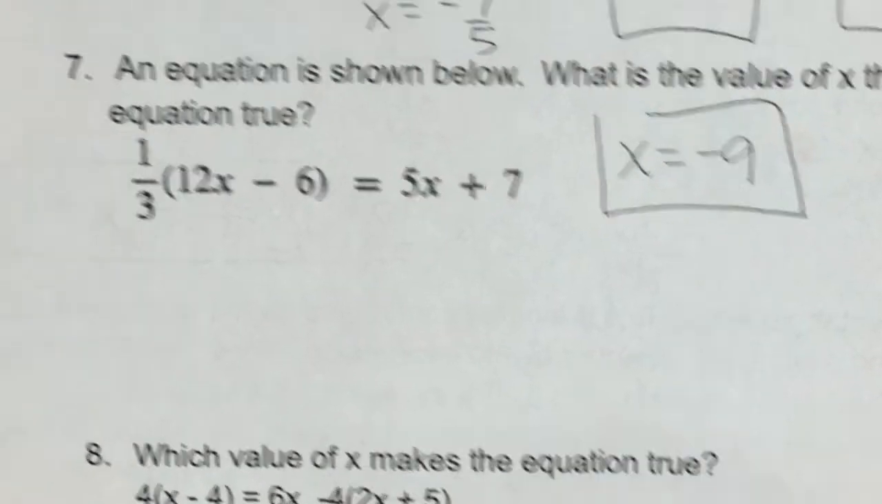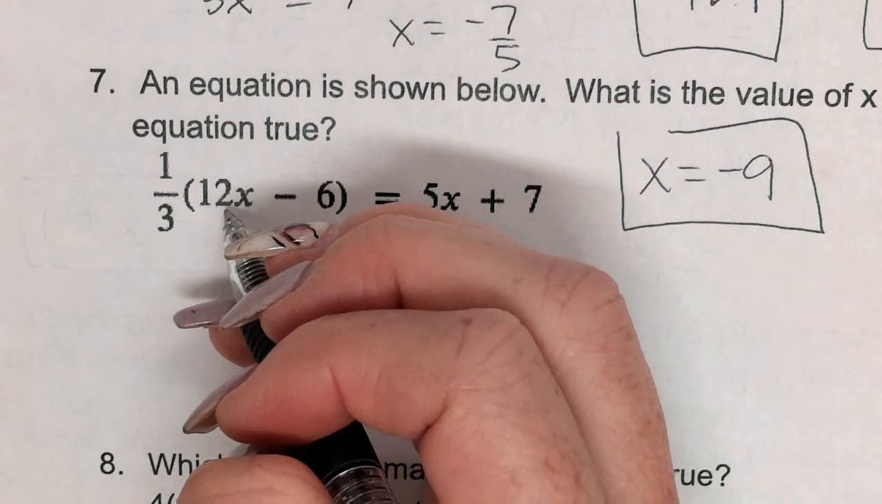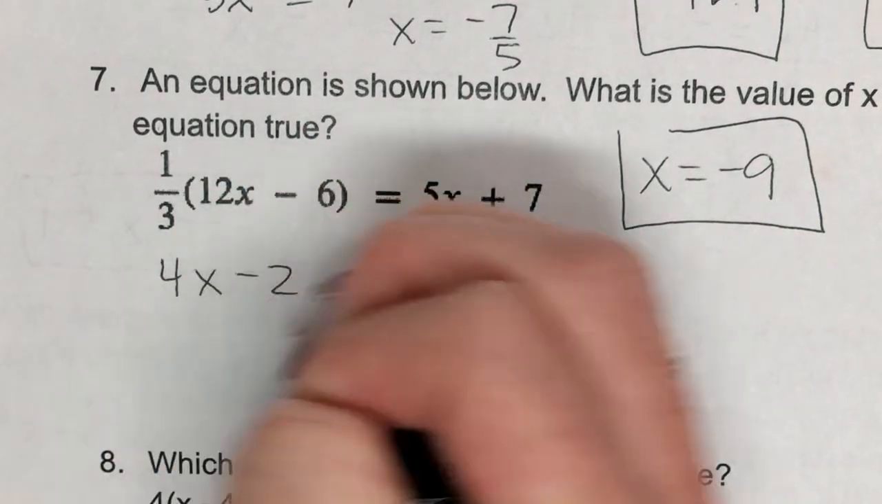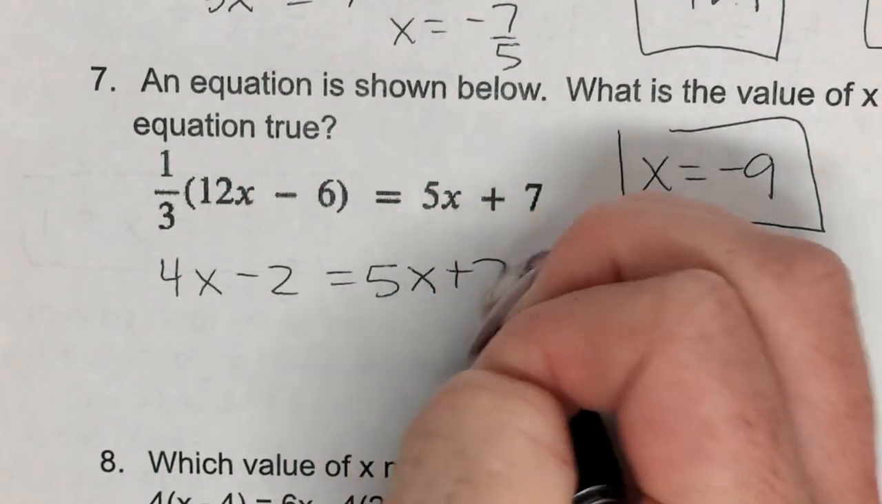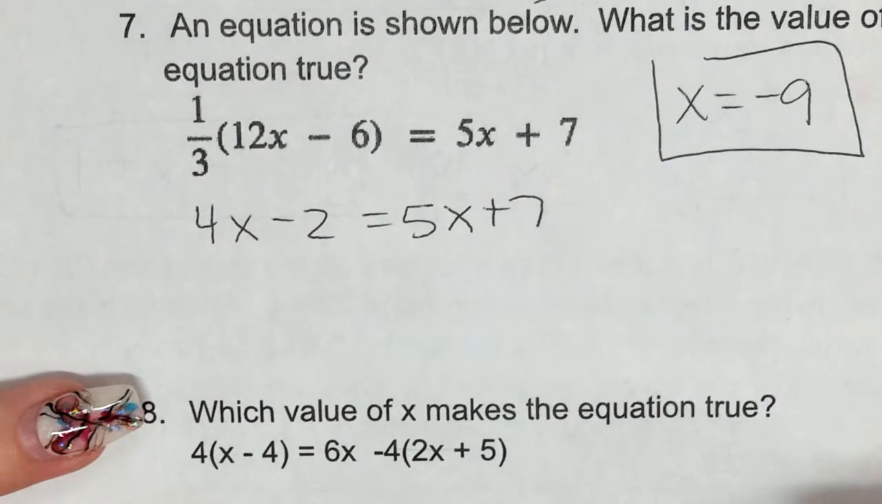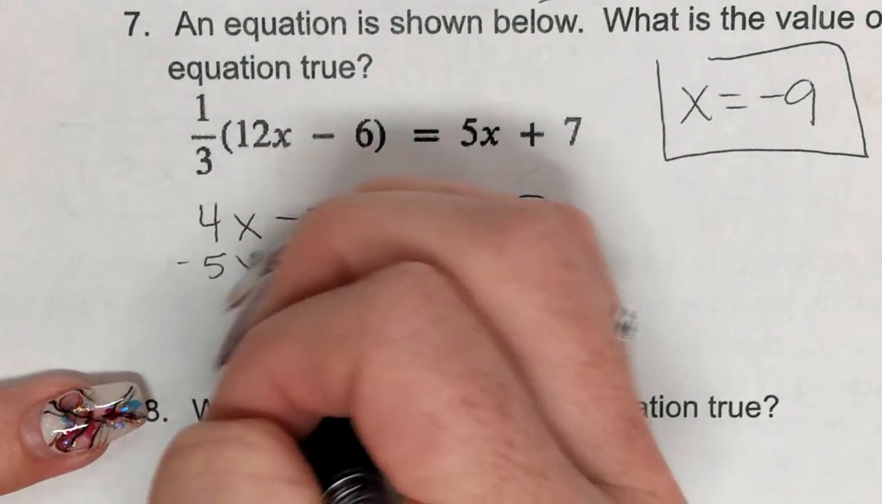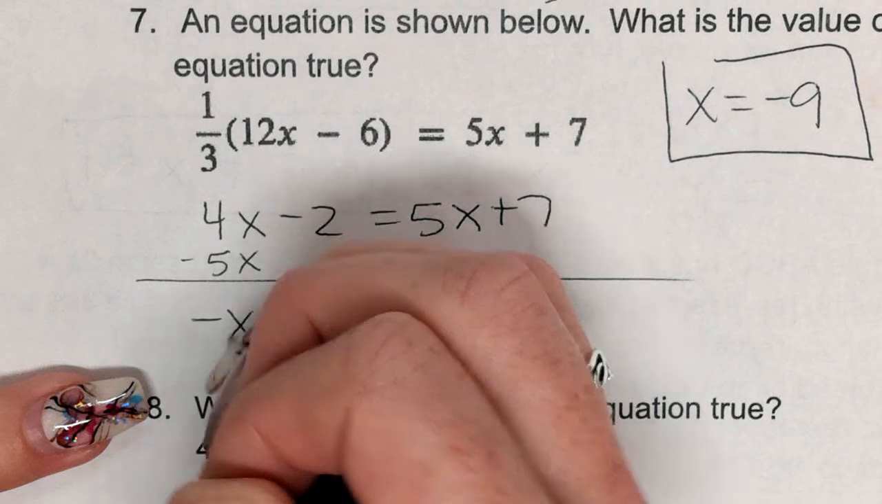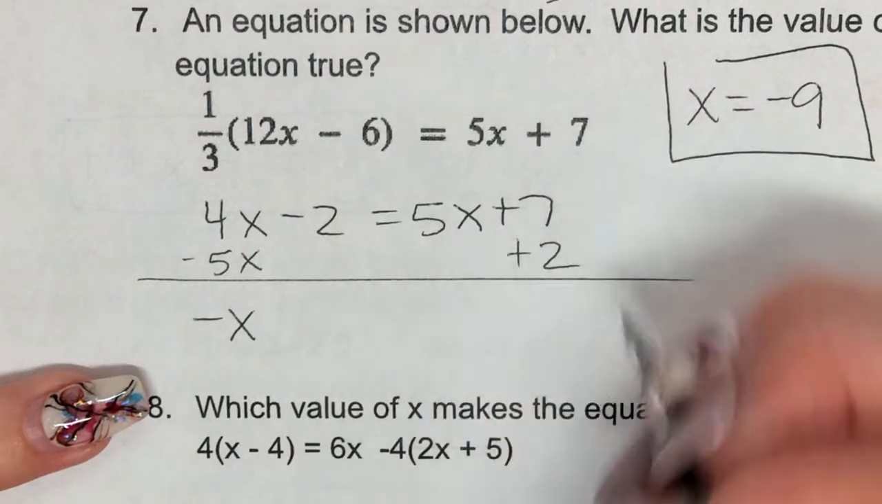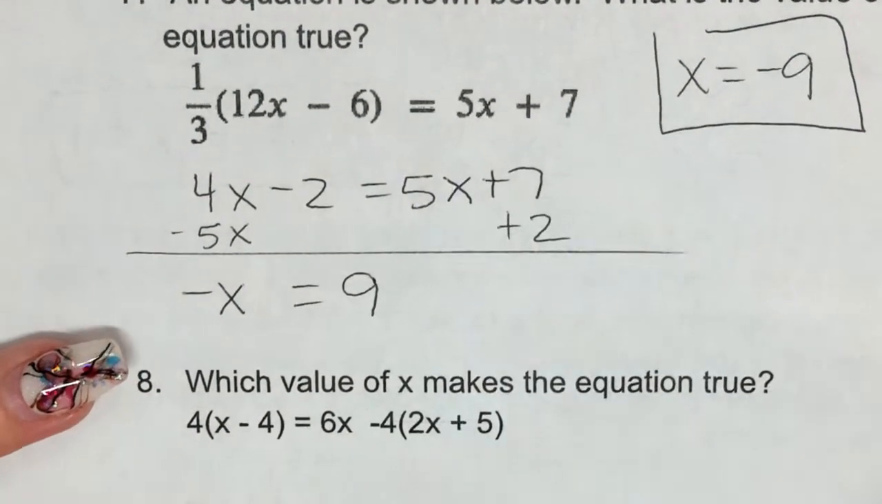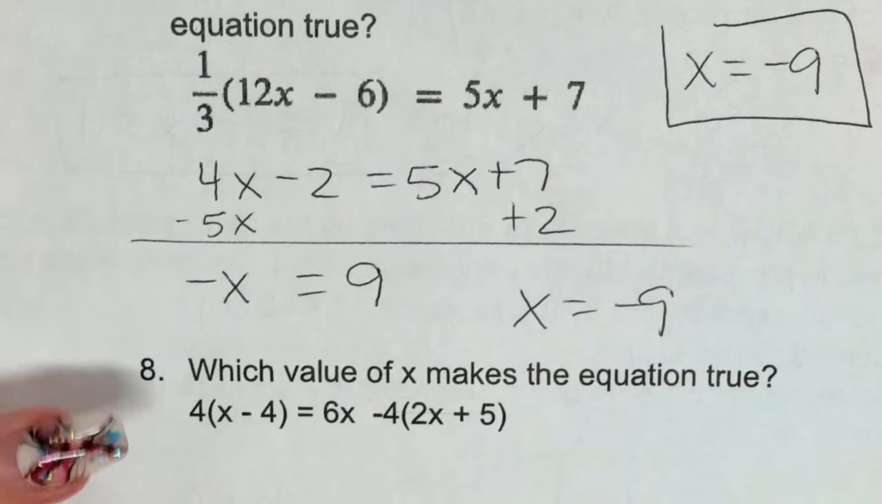If I wanted to solve it by hand, I do distributive property, and I would have gotten 4x minus 2 equals 5x plus 7. I would have pulled the x's to the left by subtraction. So I would have negative x. I would have pulled this by plussing, equals 9, which is x equals negative 9.